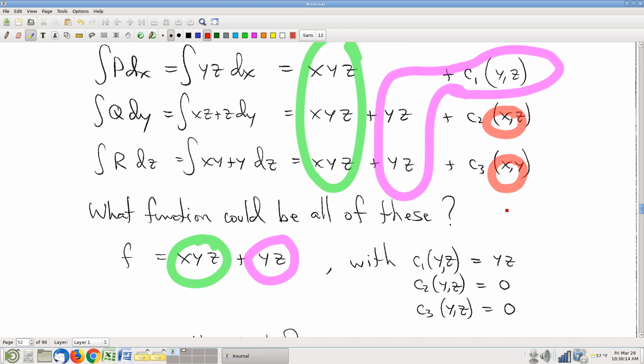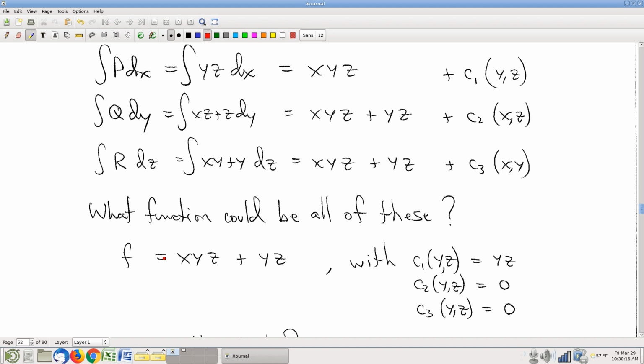Could you have made C2 and C3 negative yz? I hear where you're coming from. So let's ask the question, can I make this negative yz? And the answer is no, because it's not allowed to have y's in it. Right? It's explicitly got to be a function of x and z.